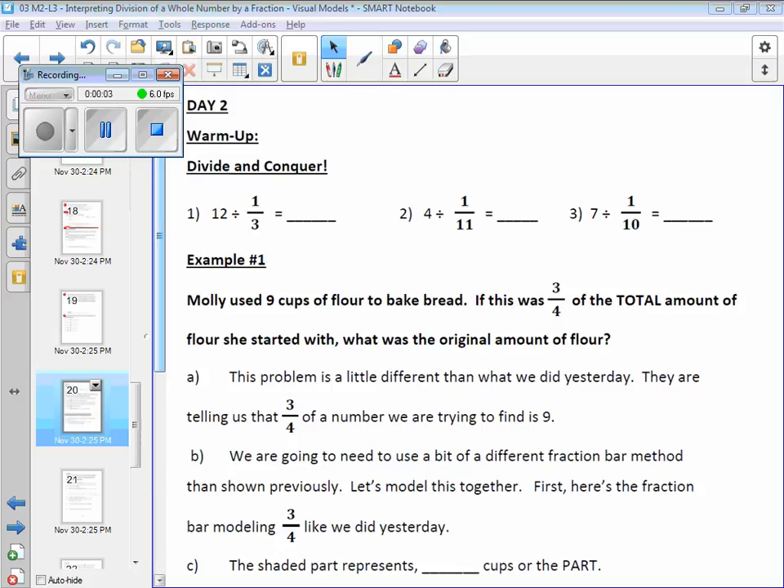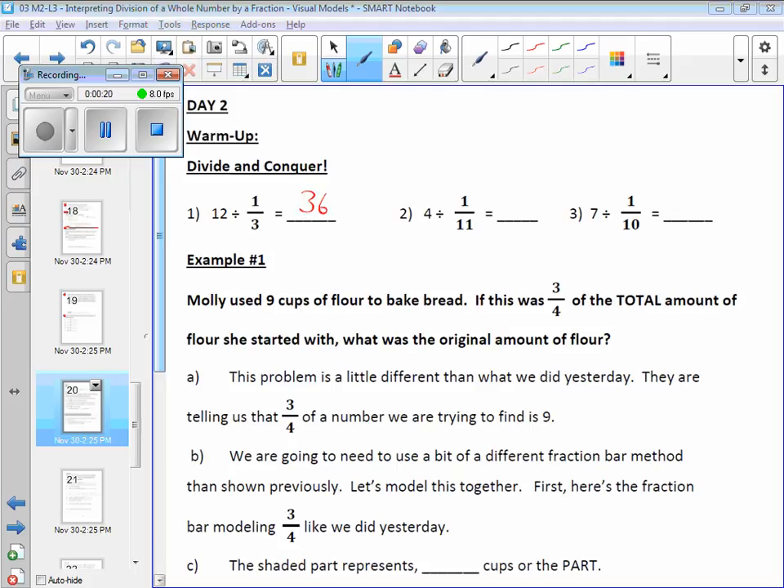Divide and conquer means now that you know the trick, get the answer as quickly as possible. What's 12 divided by 1/3? Go. Oh, how quickly we forget. Whole number times the denominator. 36. Everybody see that it is 36?